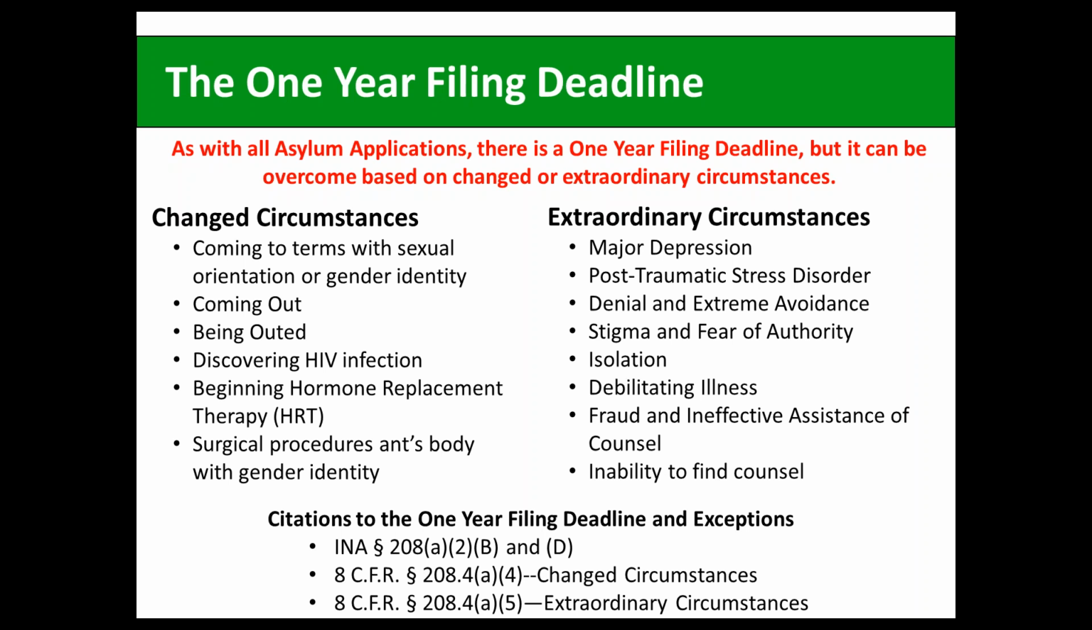So examples of changed circumstances, there's a number on the slide, but anywhere from starting hormones to coming out to being outed. And extraordinary circumstances a lot of times relate to mental health, which can be depression, PTSD. We often see in our clients isolation and stigma or fear, and many times denial and extreme avoidance of their sexual orientation and gender identity. And then lastly, I just wanted to mention some practice pointers when it comes to arguing exceptions to the one-year filing deadline.